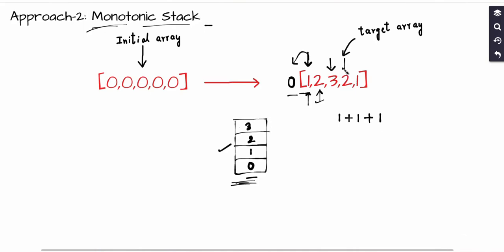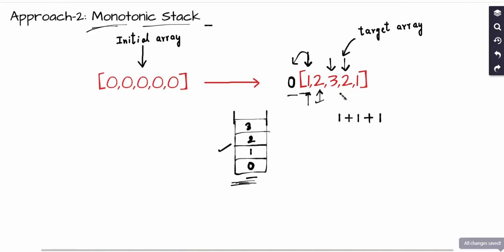Then I move to the next integer, which is 2. Here 2 is less than 3, which is at the top of the stack. So what do we do here? So since 2 is less than 3, that means I do not need to perform any operation over this subarray starting from this 2. So in that case, I keep popping these elements till the elements in this stack are greater than the elements on which I'm standing. So I pop 3 out of the stack. Now I have 2 here.